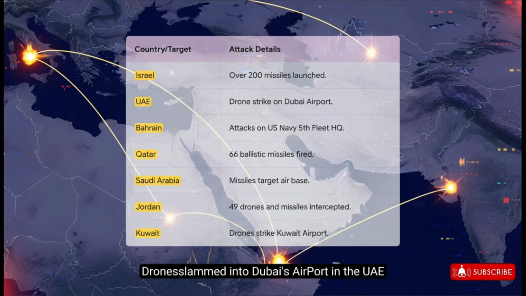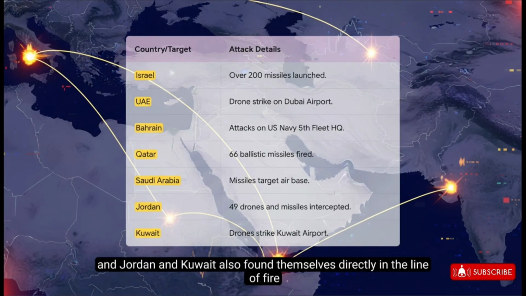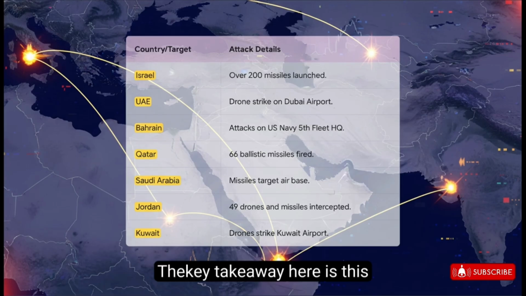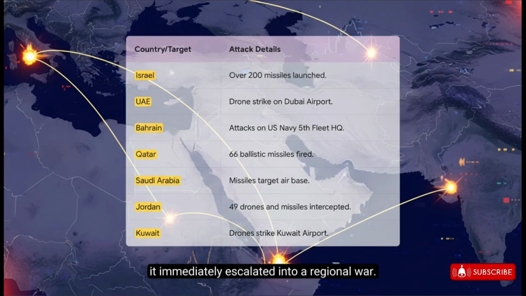Drones slammed into Dubai's airport in the UAE. The U.S. Navy's 5th Fleet headquarters in Bahrain was targeted. Ballistic missiles rained down on Qatar and Saudi Arabia. And Jordan and Kuwait also found themselves directly in the line of fire. The key takeaway here is this. It immediately escalated into a regional war.